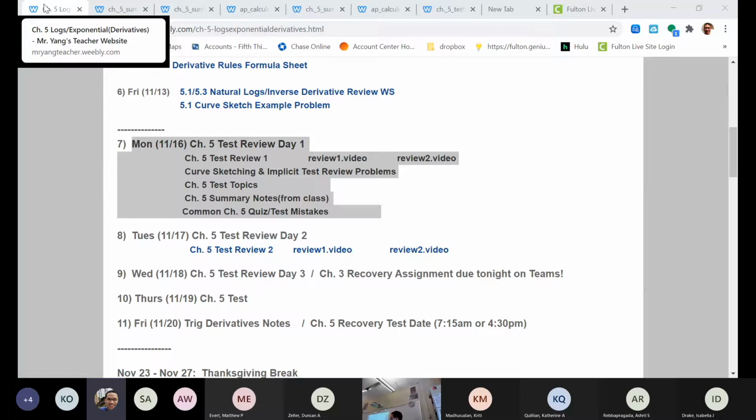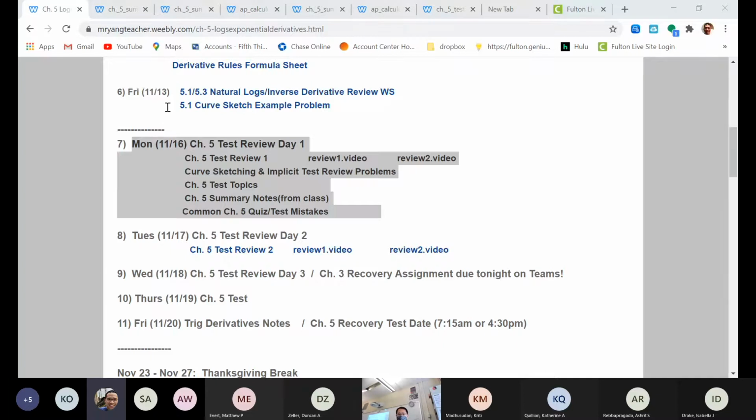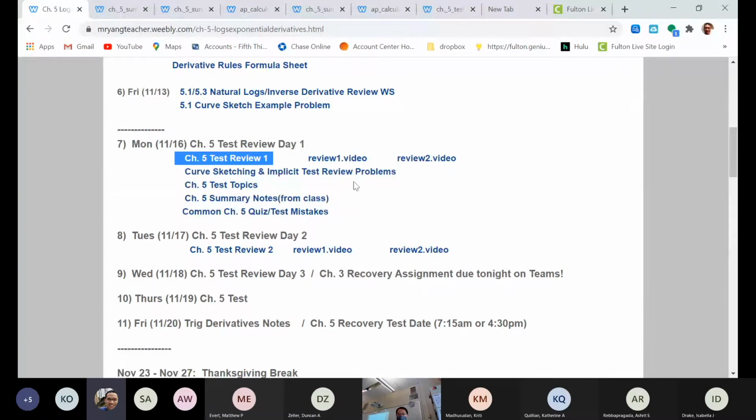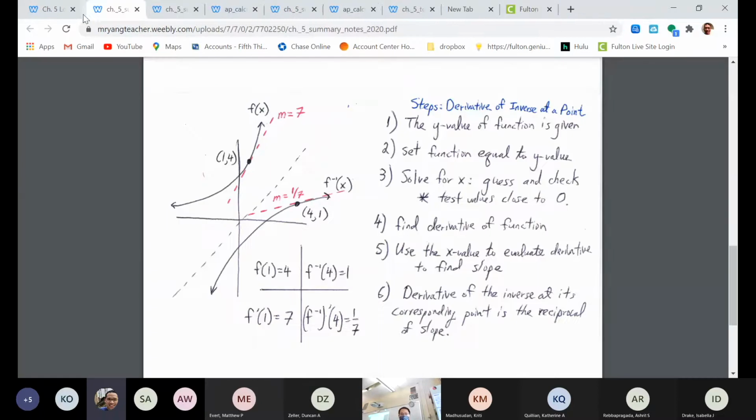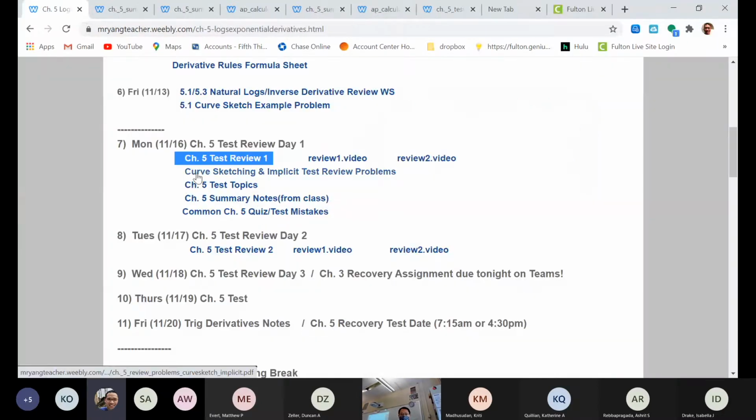I'm going to start off today by pointing out under day, date. So we're going to be going over the test review worksheets. I have a couple of them, but I'm going to be jumping around based on hitting the topics that we haven't seen in a while. So we'll look at that. I don't think we'll be able to get to the curve sketching implicit problem today.